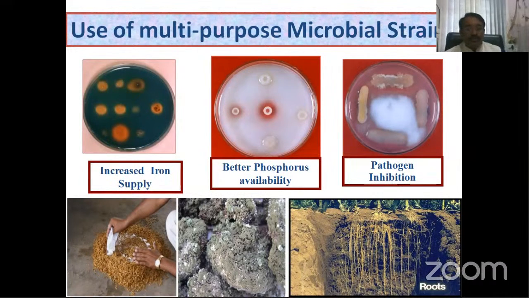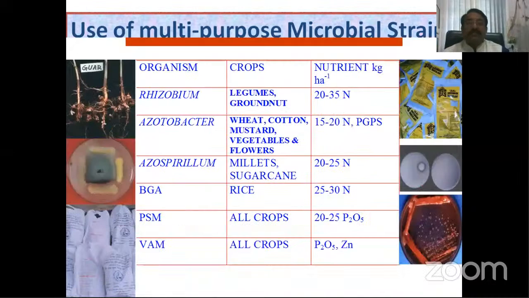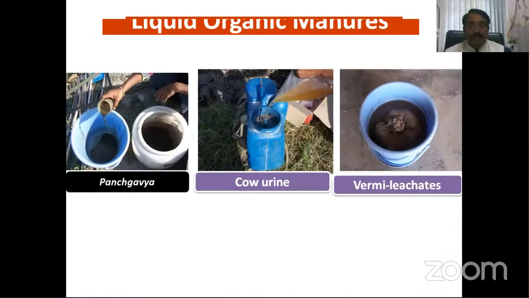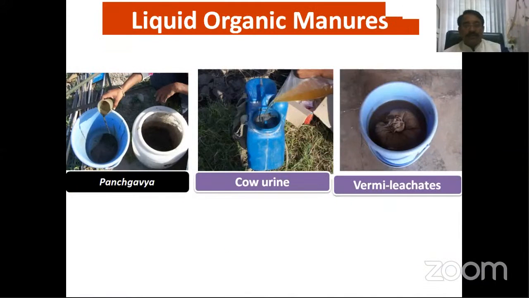If you see Pseudomonas, it mineralizes micronutrients, mineralizes phosphorus, and also protects the plant from diseases, soil-borne diseases, because of its predominant nature. So these multi-purpose microbes must be used. Then these biofertilizers can be used through the compost. Then the liquid organic manure.